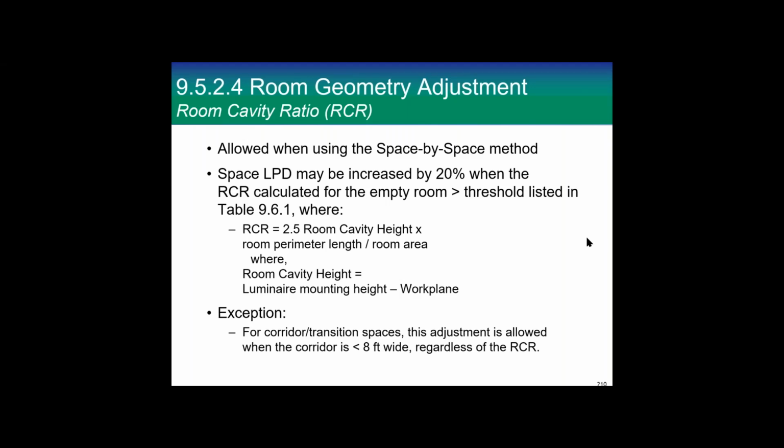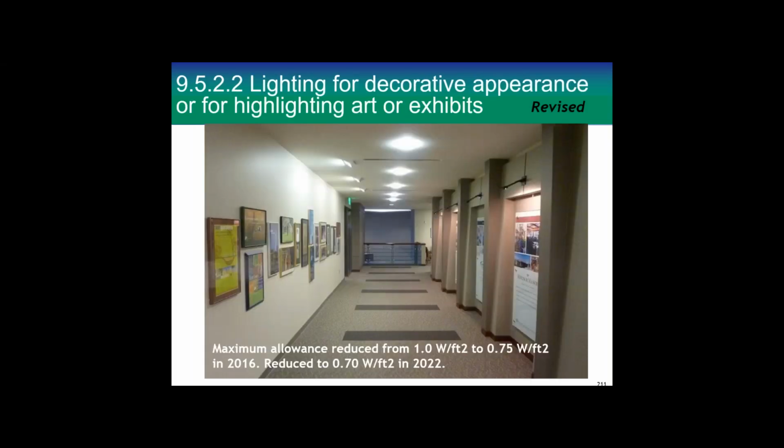Exception. For corridor transition spaces, this adjustment is allowed when the corridor is less than 8 foot wide, regardless of the RCR. So you can get 20% extra. If you got a 7 foot wide corridor, you can get 20% extra lighting just to keep it from looking like a cave.